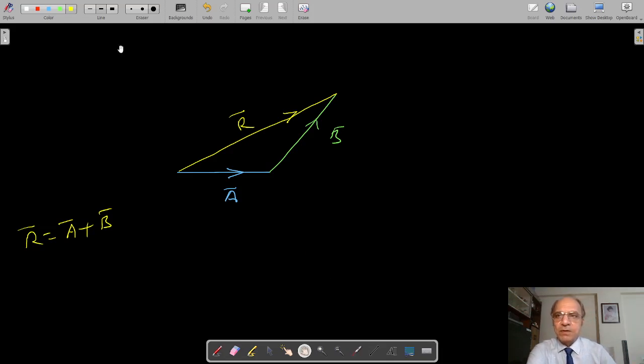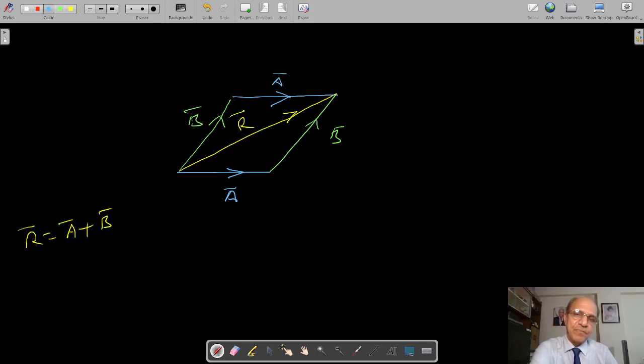And what I had drawn earlier was basically the parallelogram law of vectors. This is the parallelogram, adding both the triangles. So whether you add A with B or B with A, the resultant will be the same. So this is the parallelogram.